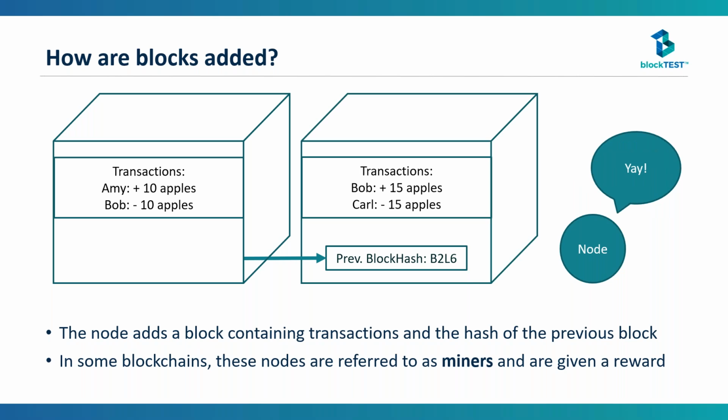The reason we do this is so that we can keep track of what the previous block is and what data it represents. In the case that a previous block has been tampered with, the block hash would not match up and the entire blockchain is invalidated. In some blockchains, for example in Bitcoin, this process requires a lot of computational power. To reward nodes for doing this, they are given a reward, usually in the form of a transaction fee. These nodes are referred to as miners.